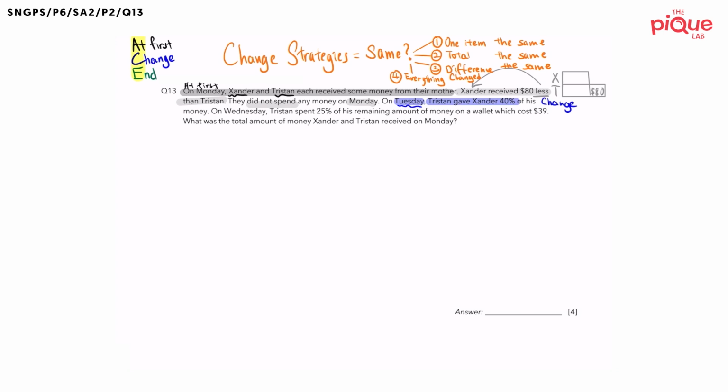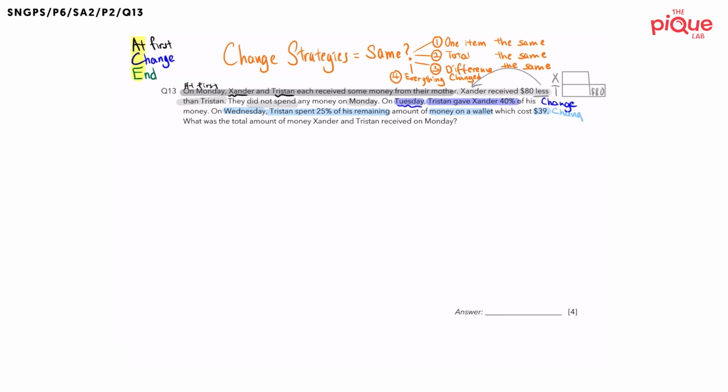In Primary 5 questions, we are usually lucky enough to deal with just one change. But for this Primary 6 question 13, it is not that simple. If you continue reading, on Wednesday, Tristan spent 25% of his remaining amount of money on a wallet which cost $39. If you guess that this falls under the one item stays the same category, you are right.